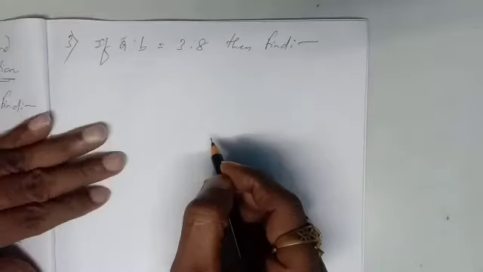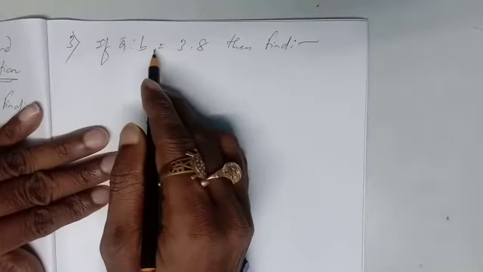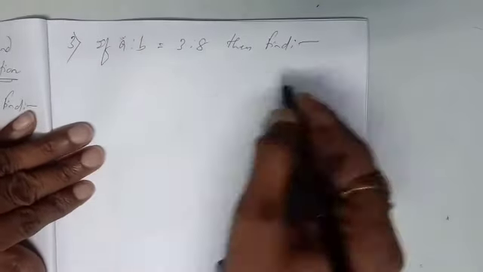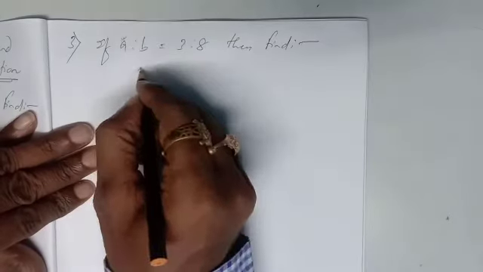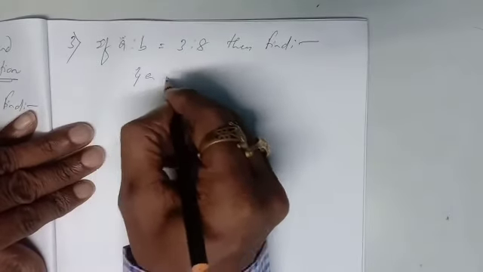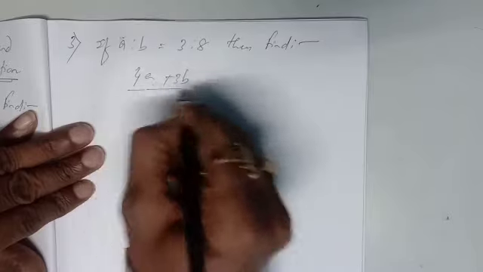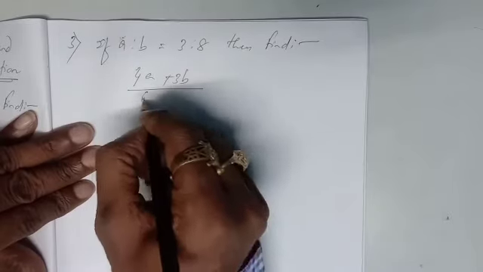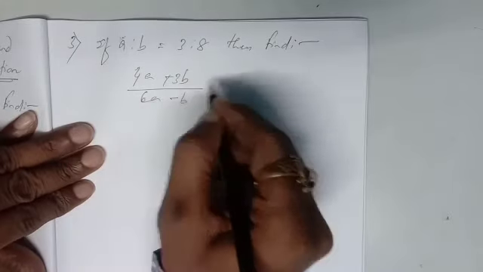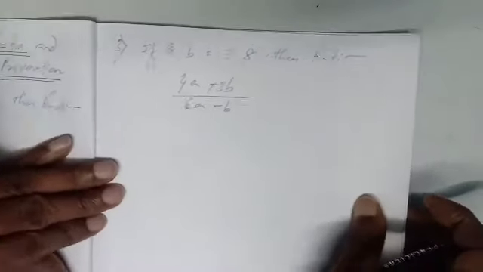See the question number 3. If A is to B is equal to 3 is to 8, find the value of 4A plus 3B divided by 6A minus B. Same process you have to follow, just to see.